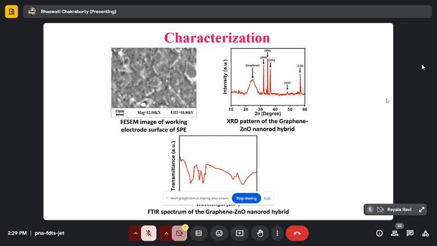So in FTIR, we can see that around 2800 and 2900 there are some peaks. This is due to the asymmetric and symmetric stretching of the CH bond, which is present in the graphene. And there are also some peaks around 1600 and 3350 inverse centimeter wavenumber, which are due to the presence of graphene as well, the CC bond and OH bond.